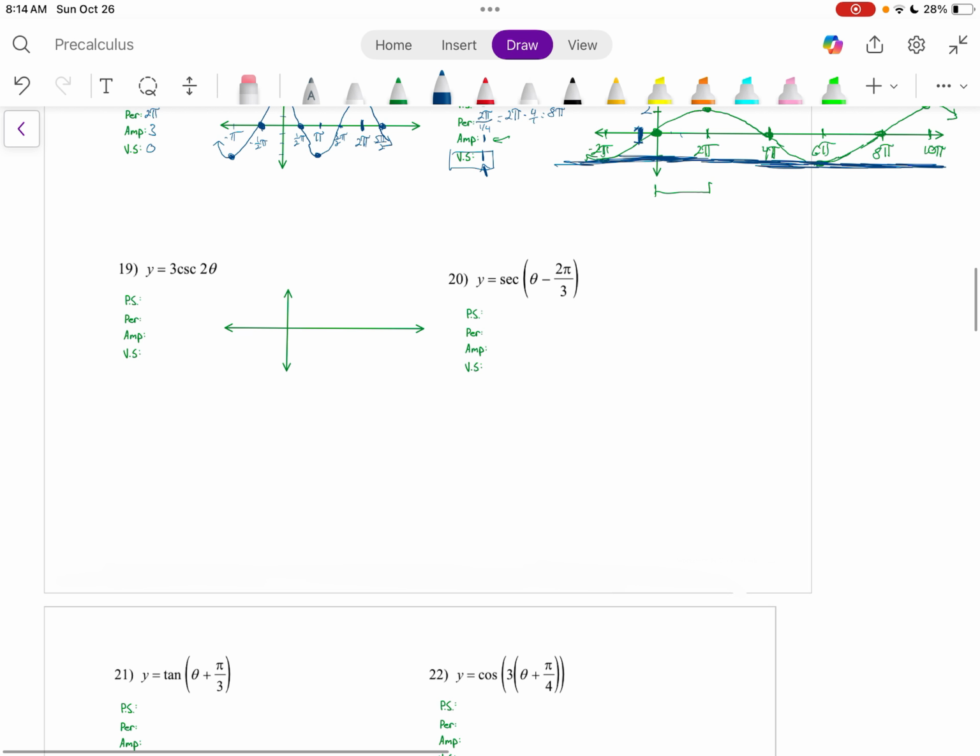All right, number 19. Okay, so this is cosecant. So remember, when we see a cosecant, we first graph y equals 3 sine of 2 theta, because those are reciprocals. So we're going to graph y equals 3 sine of 2 theta, and then we will concern ourselves with the fact that it's cosecant.